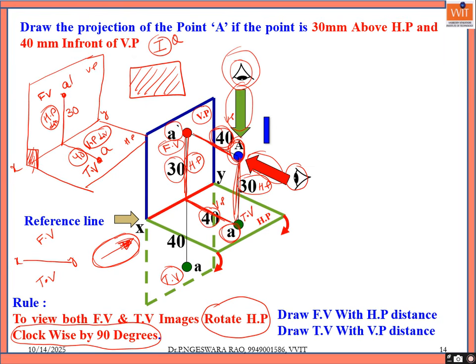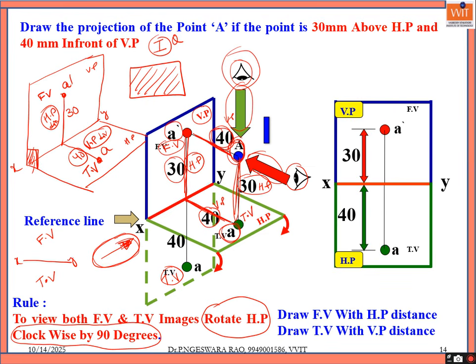Now, so that we are able to see both images at the same time, finally it will be like this. That is the main important observation we made after rotation. So this is the final solution. After rotation, the front view is above the XY line, the top view is below the XY line.